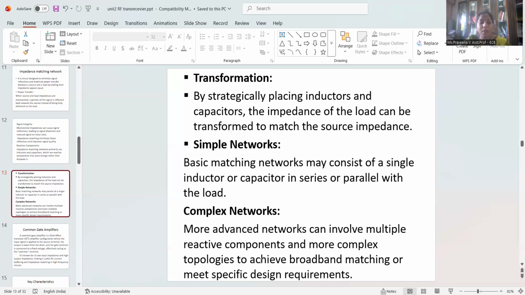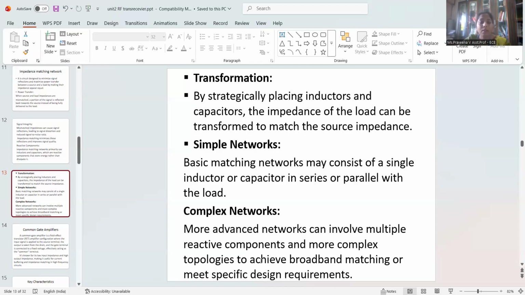For broadband applications, more advanced matching networks are required. These networks may include multiple inductors. For the simple matching network, we are using a simple inductor or capacitor, right? So for the complex matching circuit, we are using multiple inductors and multiple capacitors, that is, an L network, pi network, T networks. Such topologies can provide a better matching over a wide range of frequencies.